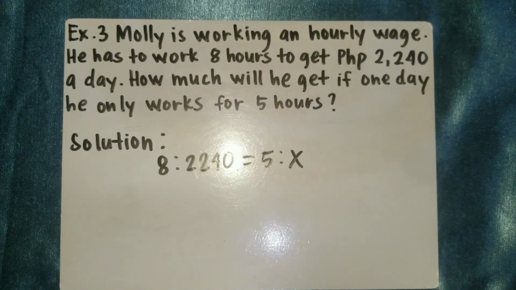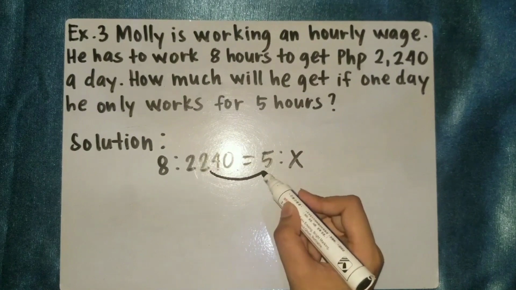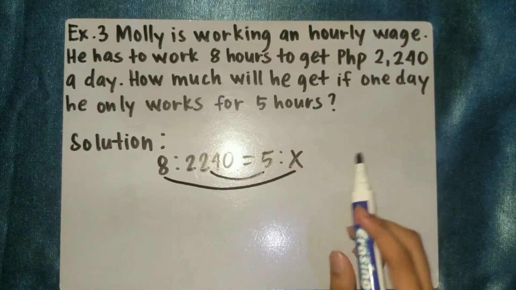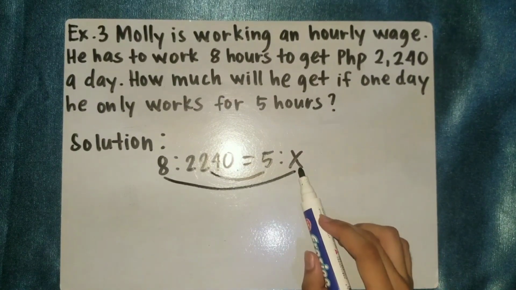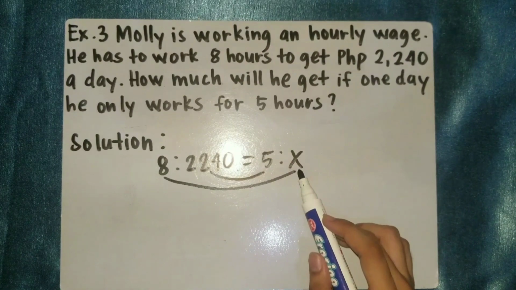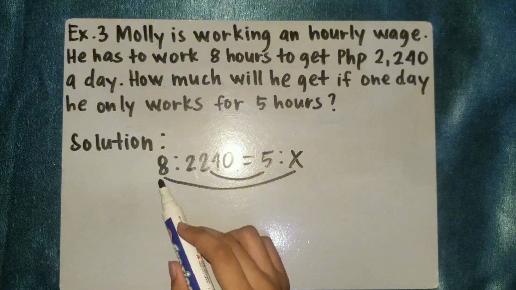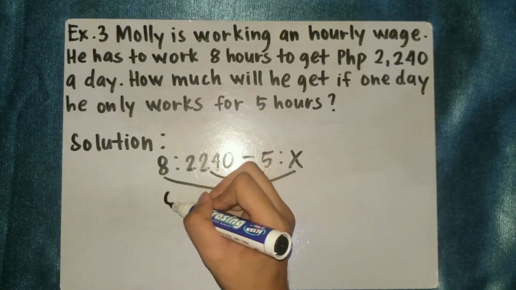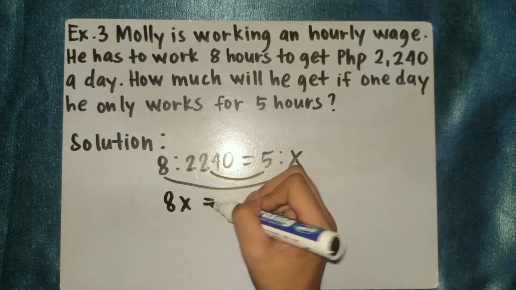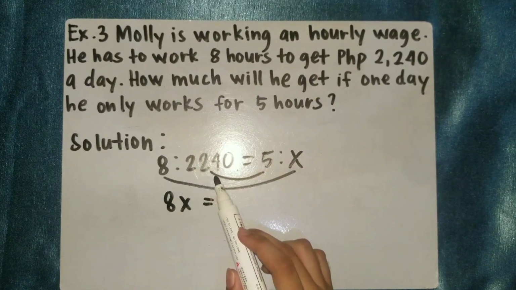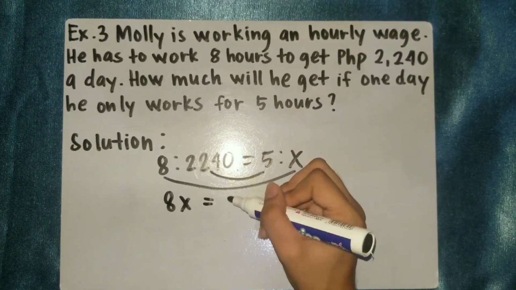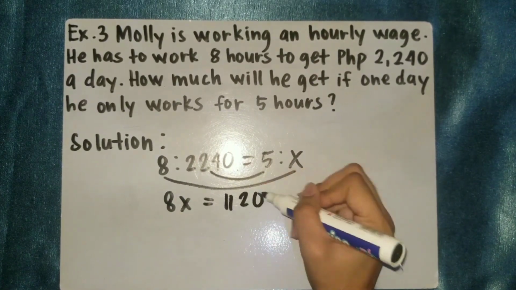Then next, we will multiply the means and the extremes. Since ang x variable ay nasa extremes, una nating ipagmumultiply ay ang extremes at isusunod natin ang means. So 8 times x equal 8x. 2,240 times 5 equal 11,200.